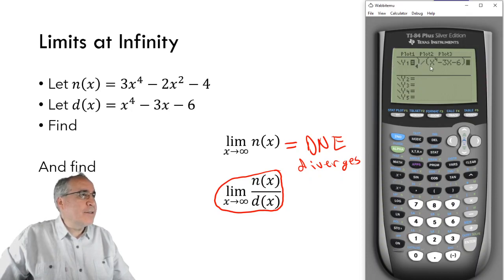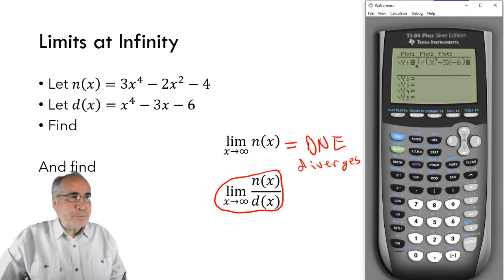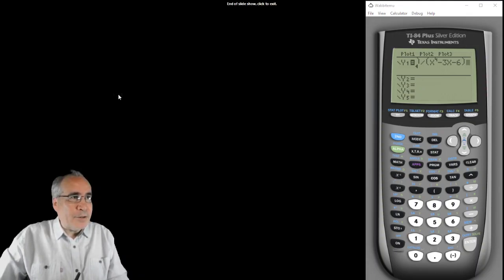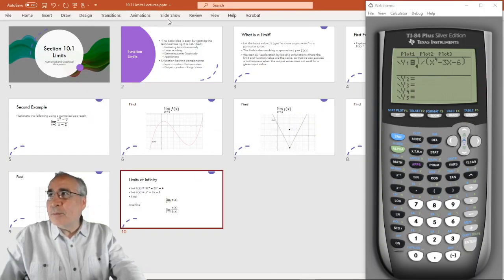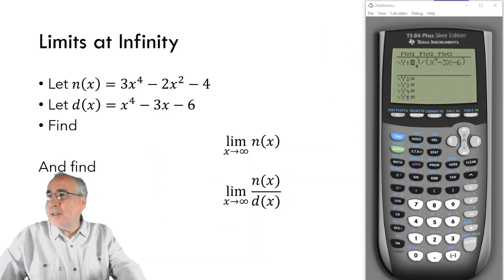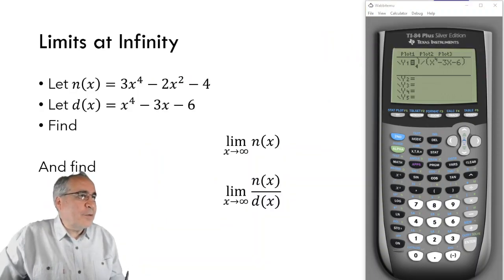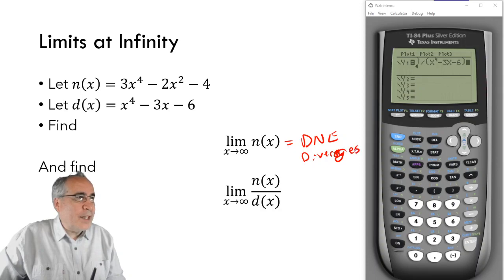Okay, so we've got a polynomial divided by another polynomial. If you remember the section on, what do they call these? Rational functions. I'm going to discard everything. Let me get back into my slideshow. Here we are. So we kind of reviewed. Okay, so remember, this is really a DNE or diverges. It depends upon how they ask it. Sometimes they want to know which way it diverges, so it diverges to positive infinity rather than negative infinity.